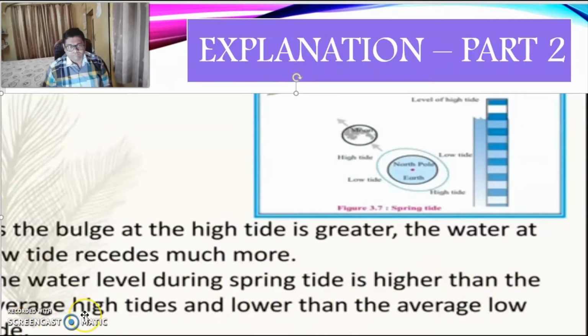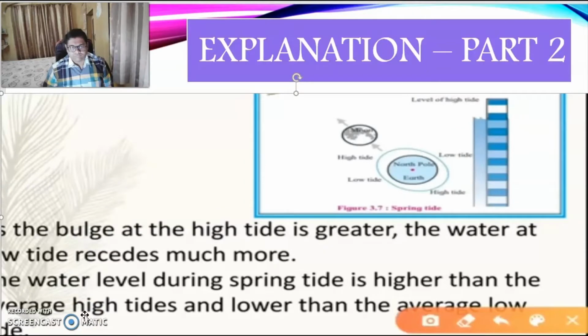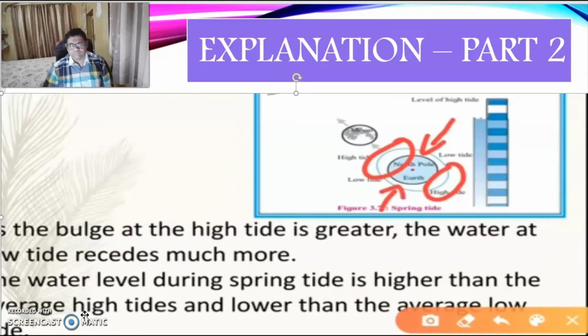Now, as the bulge at the high tide is greater, the water at the low tide recedes much more. Okay, now see this level, this bulge over here. Yes, it is greater, isn't it? And see the low tide. Yes, it is very small. So as the high tide is greater, the low tide will be very small.